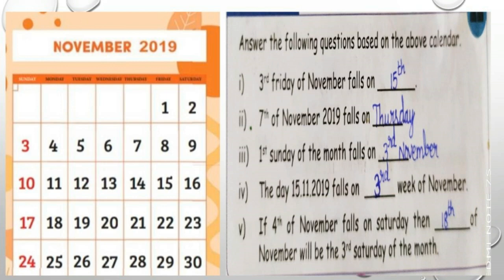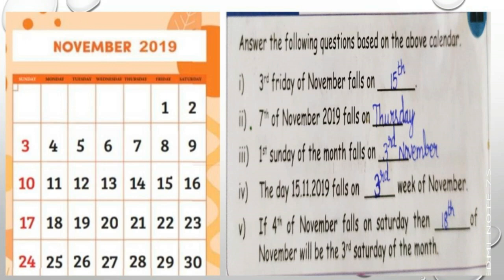Let us practice on seeing this November month calendar. We can answer the questions below. The third Friday of November falls on, that is the third week of third Friday. Which date? It falls on 15th November. The 7th of November 2019 falls on Thursday. First Sunday of the month falls on 3rd November.